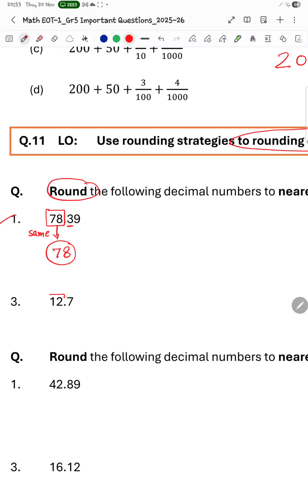Put the whole number in the box and look at the next digit. 7 is a good number. So good number, that means it will give +1 to the whole number. So my answer will be 13. That's it.